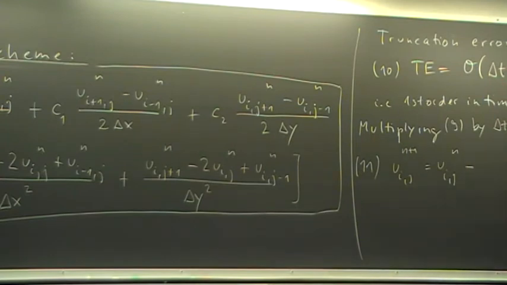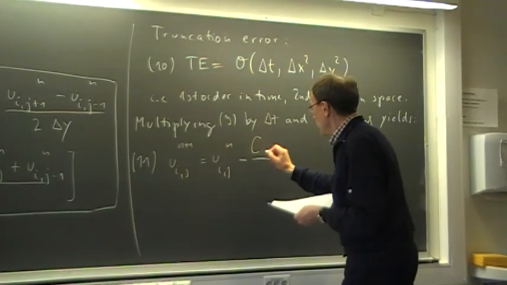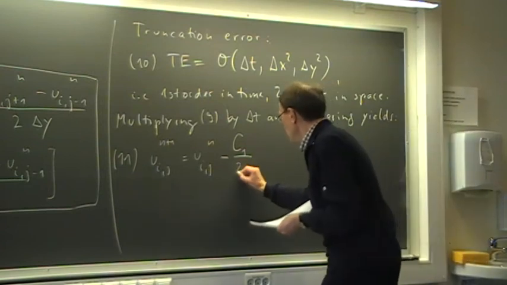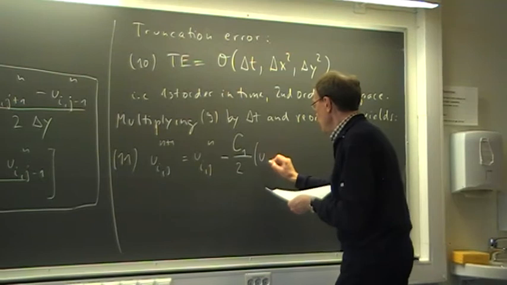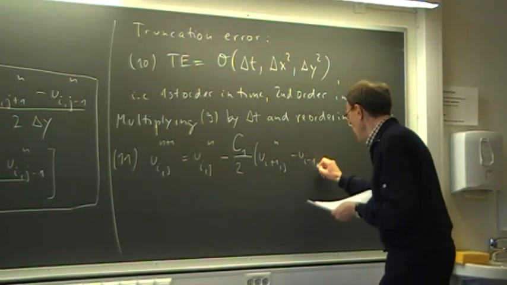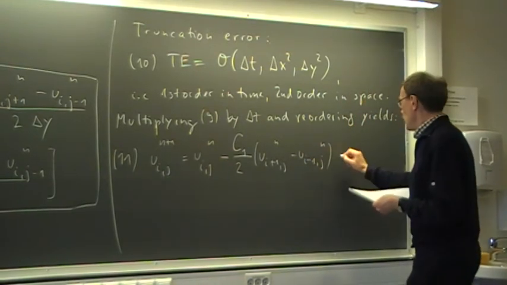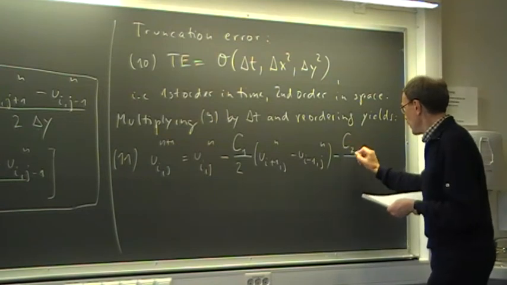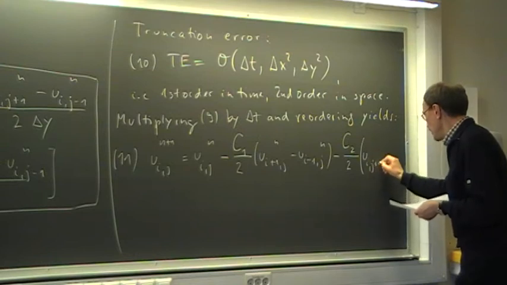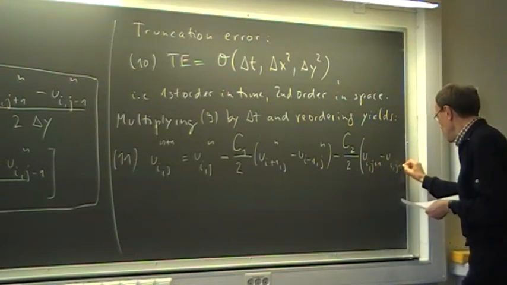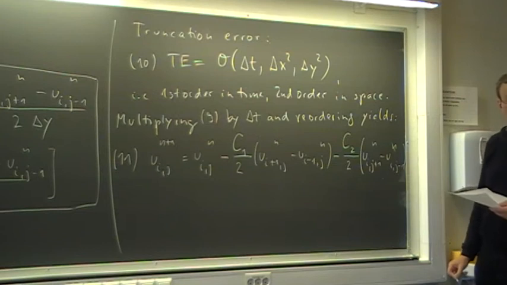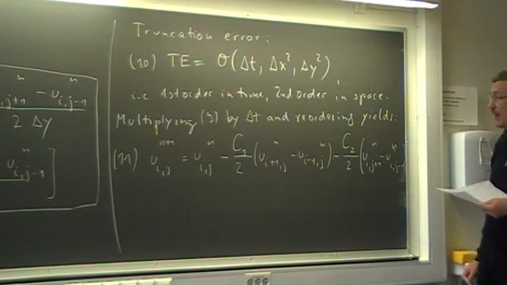And since it's on the right hand side, we get a minus. The Courant number is denoted by c. I use now c1 for the one in x direction. And then we have the u i plus 1 j n minus u i minus 1 j n, and for the y direction the u i j plus 1 minus u i j minus 1, everything at the time level n. Then we have taken convection or advection into account.